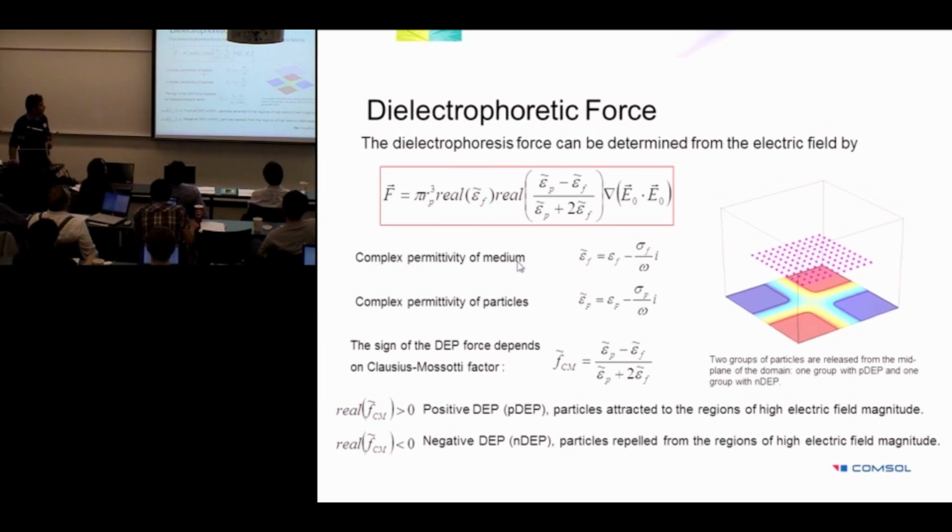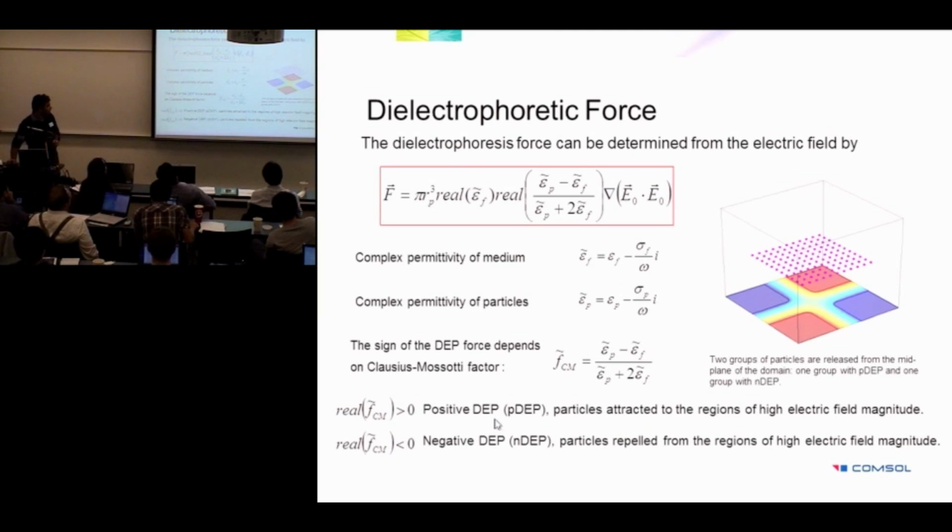Then we have a complex permittivity of the medium and a complex permittivity of the particles. These are the two things which you could manipulate, which you could change, and then you can calculate the Clausius-Mossotti factor. This is also basically related to dielectrophoresis, and based upon that, you could have either a positive DEP or a negative DEP, and how positive and how negative. So everything will depend upon your medium and the particles there.